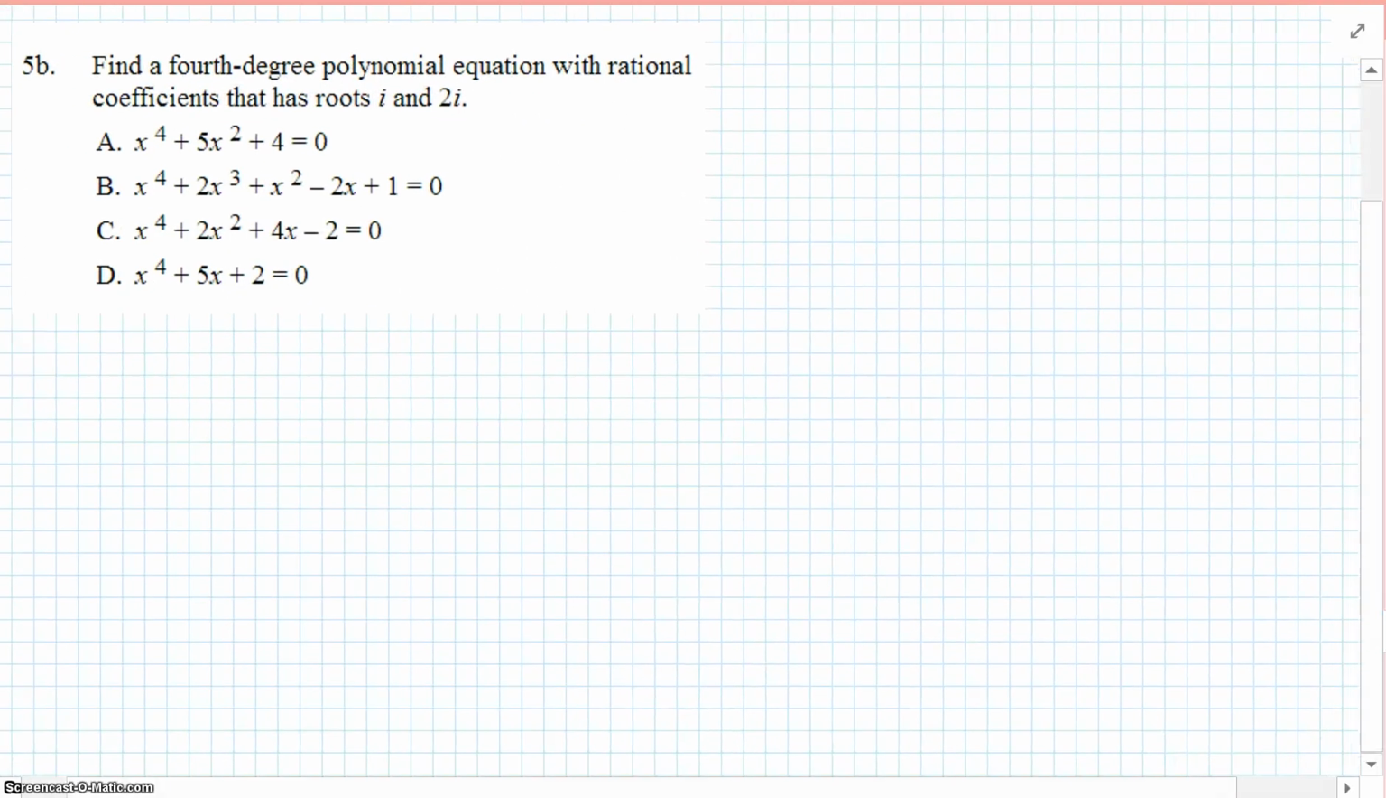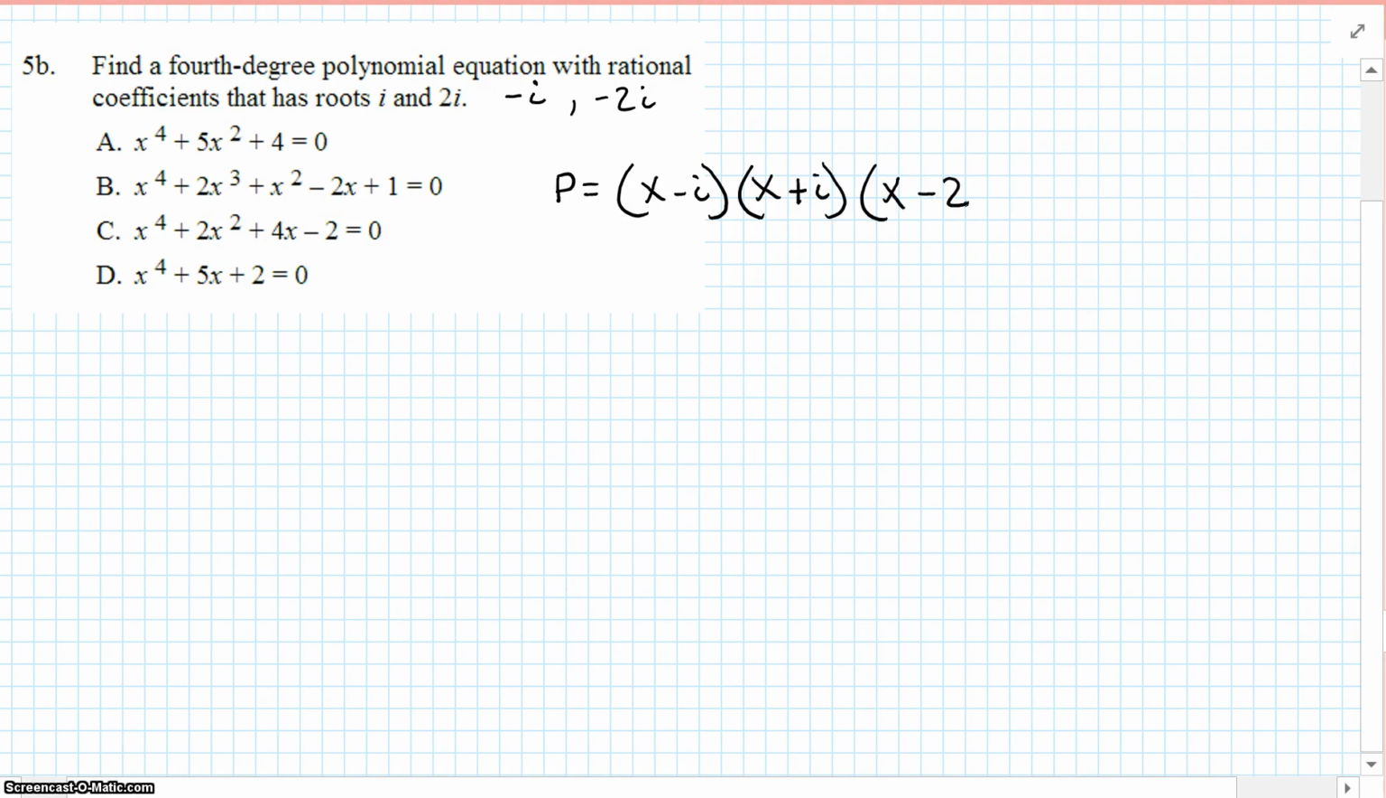All right, 5b. Find a fourth degree polynomial equation with rational coefficients that have roots of i and 2i. Well, if i and 2i are roots, that means their conjugates must be roots as well, so that's negative i and negative 2i. So use the factor theorem to find the equation. So the polynomial equals x minus i times x minus negative i times x minus 2i times x minus negative 2i.